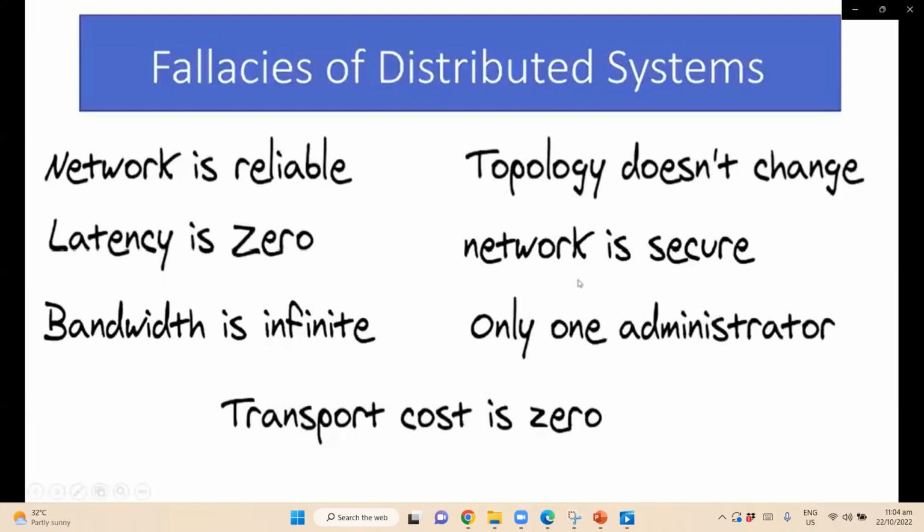Security within your network, the fact that there's only one administrator, when in reality there are going to be multiple people working on the system and potentially changing it, and that the cost of moving data around is zero. So these are some of the main things that as a programmer you're not really thinking about when you're building small scale stuff, but that become a big issue when you're working with distributed systems.